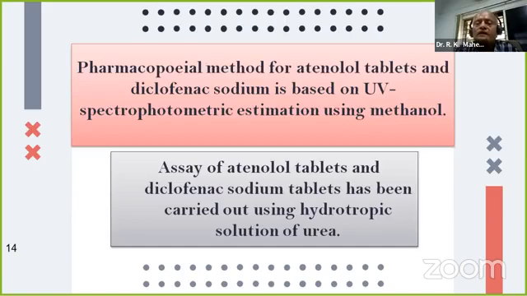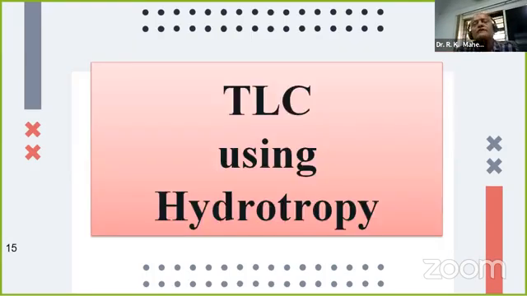Now, for atenolol tablet and diclofenac sodium, the pharmacopoeial method uses methanol, and methanol has been replaced by urea solution. Urea does not interfere above 240 nm. So in the case of atenolol tablet, methanol has been replaced by urea, and absorbance is noted at 275 nm. In the case of diclofenac sodium, urea does not interfere above 240 nm, there is no UV interference, and diclofenac sodium is estimated at 276 nm. Like so, a large number of compounds have been estimated by UV method throughout India, and not only India, from abroad also.